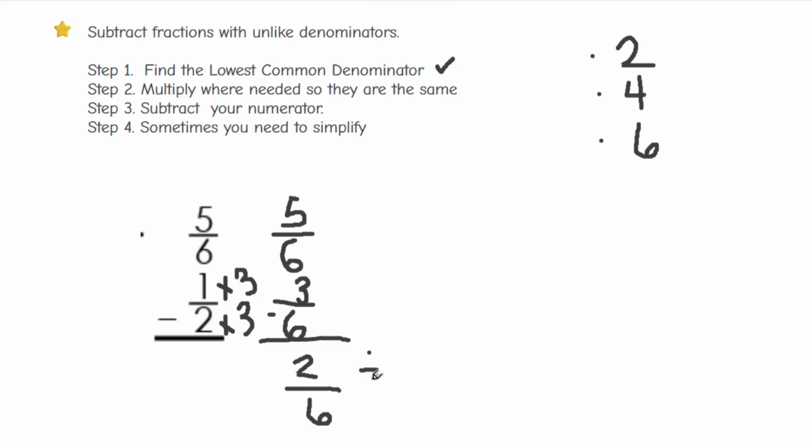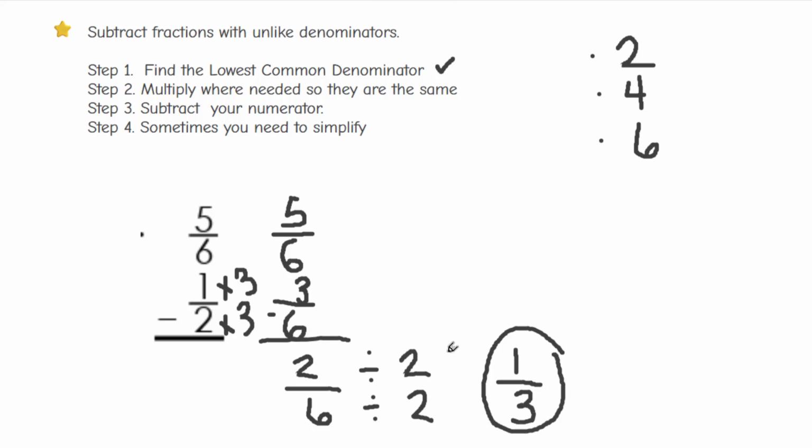I can simplify. We're going to divide both of those by 2. Since the bottom number's even, I know automatically it will divide by 2. 2 divided by 2 is 1. 6 divided by 2 is 3. Our simplified answer is 1/3. Again, the value of 1/3 is the same as the value of 2/6.